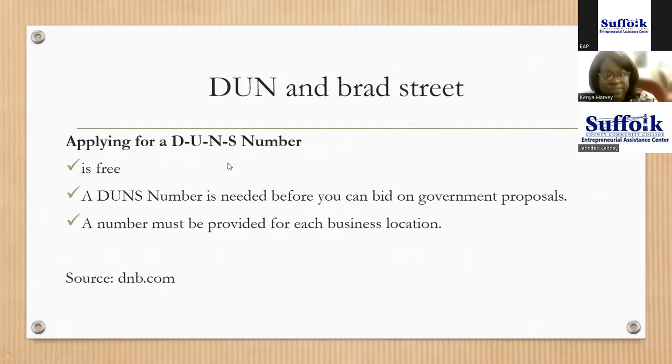Dun & Bradstreet. This is another number that you'll need to put on your capability statement. The DUNS number is free, right? And it is needed before you can bid on government proposals. If you have a business owner with multiple locations or different businesses, each business must have a separate DUNS number. And to apply for this Dun & Bradstreet number, you would go to dnb.com.